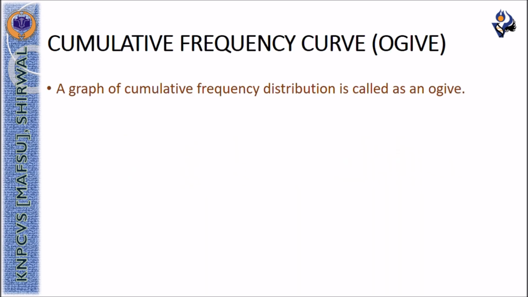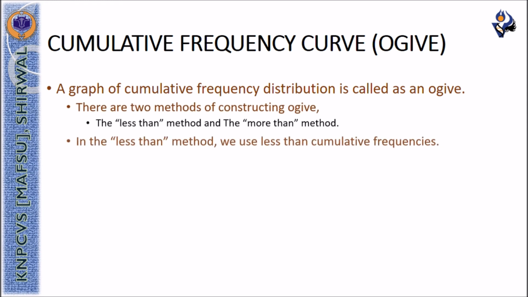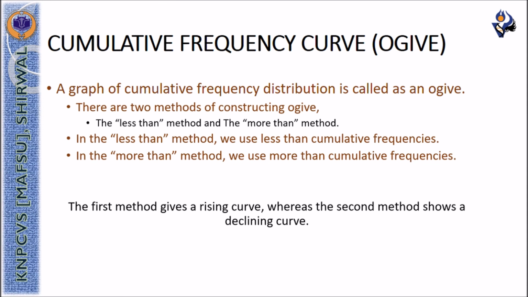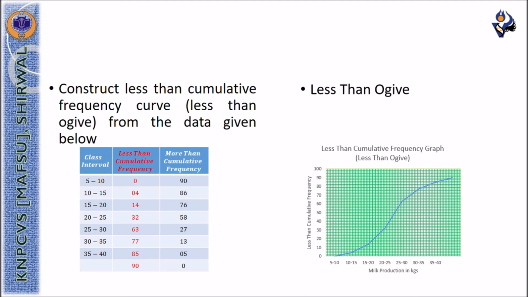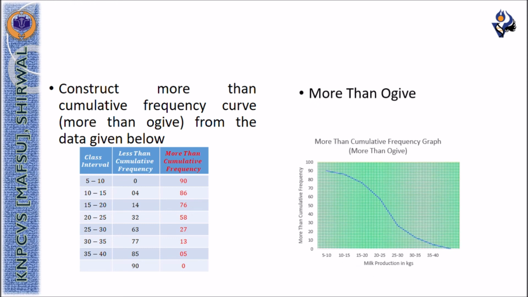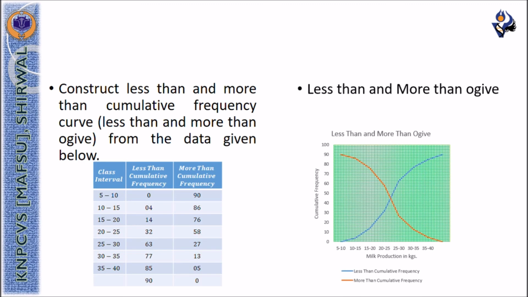A graph of cumulative frequency distribution is known as a cumulative frequency curve or an ogive. The ogive can be a less than ogive or a more than ogive. The less than ogive gives a rising curve and the more than ogive gives a declining curve. Here, less than cumulative frequencies are used to construct the less than ogive, and more than cumulative frequencies are used to construct the more than ogive. Less than and more than ogives can simultaneously be constructed in a single graph.